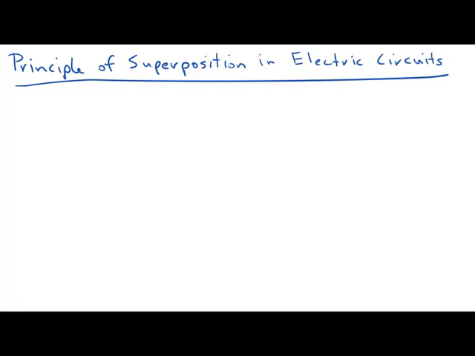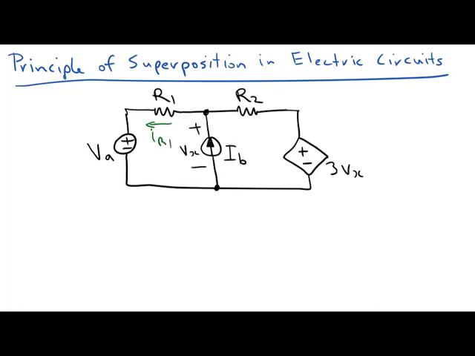In this lecture, I will be talking about the principle of superposition in electric circuits. This is a very powerful principle that's used widely in engineering and physics, and it goes something like this. So imagine we have a circuit and we want to calculate a current through it, IR1.